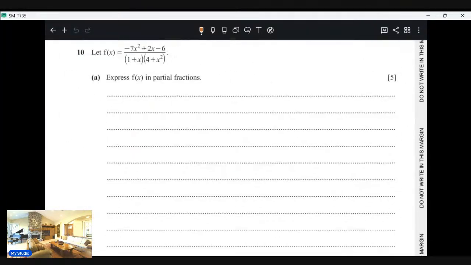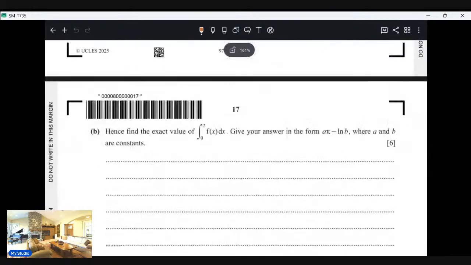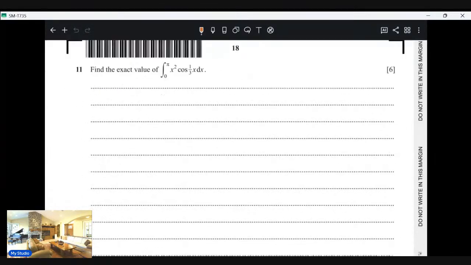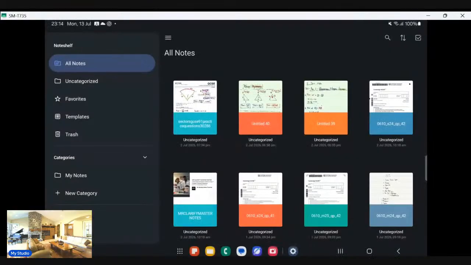We're looking for differentiation. You should be able to do many differentiation questions, right?